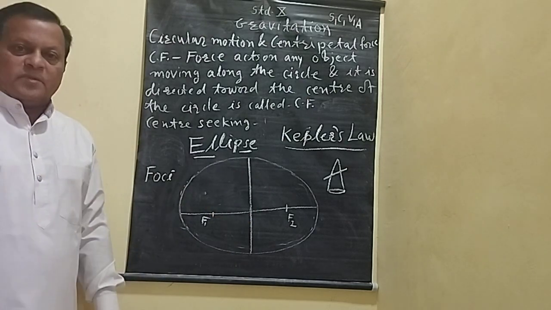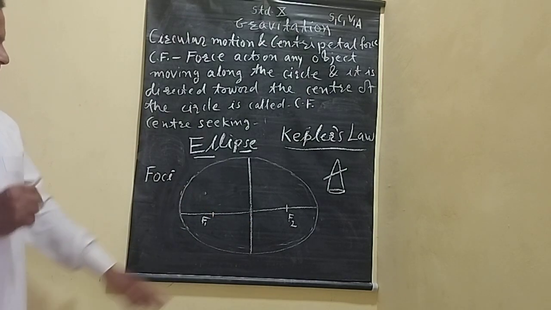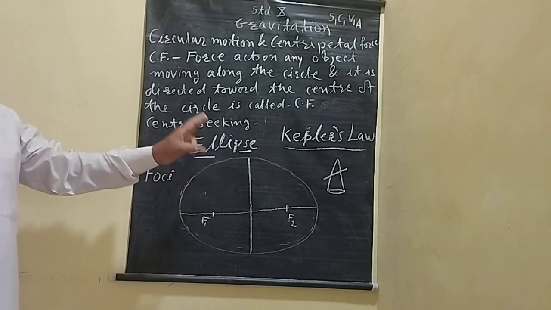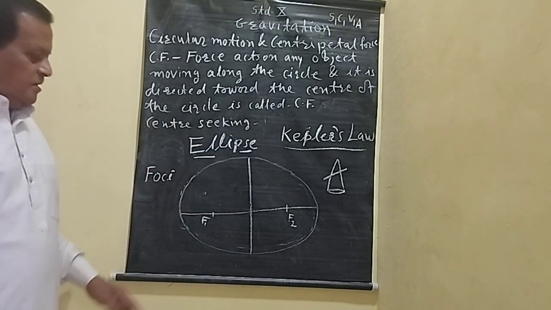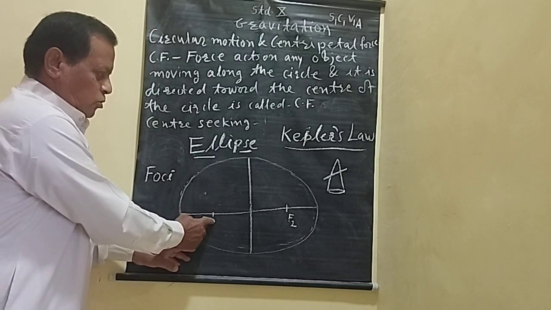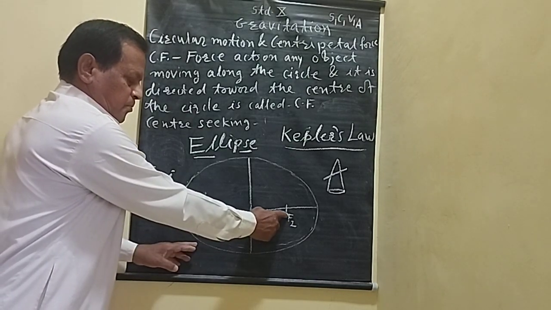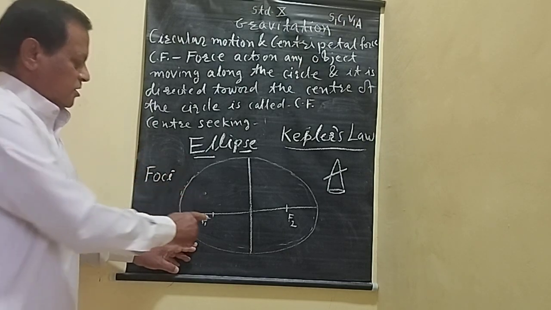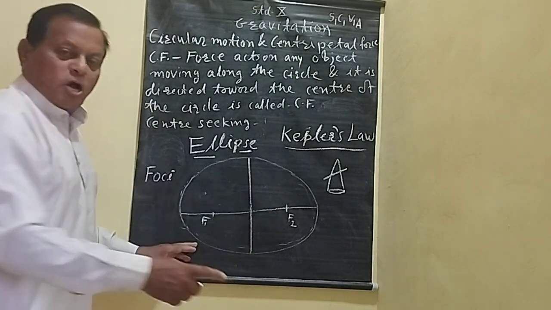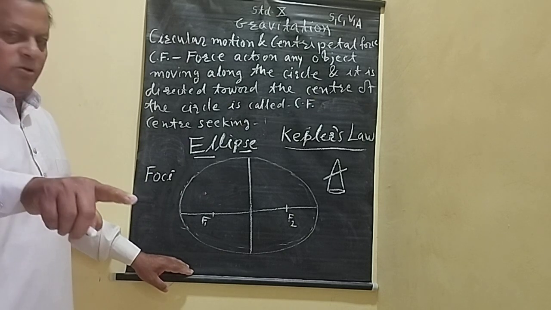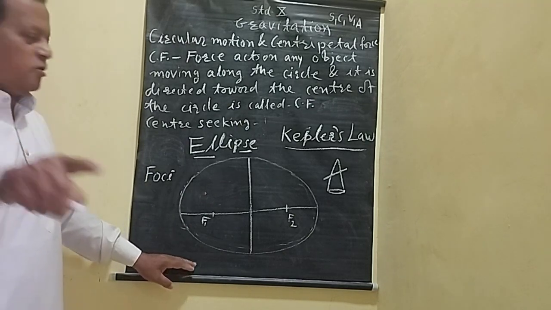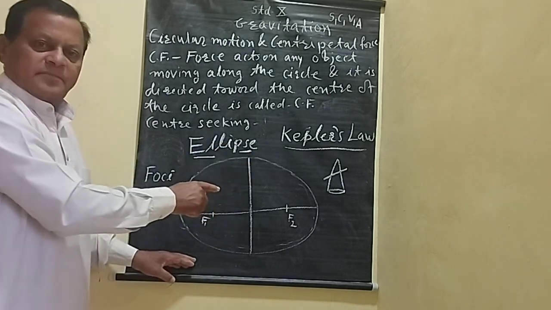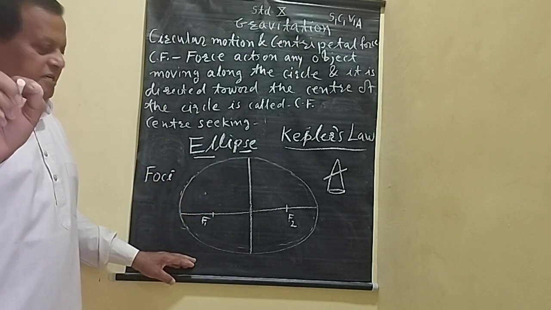Now, there is one characteristic about this. The sum of distances to the two focal points from any point on the curve, or from any point on the ellipse, is constant.